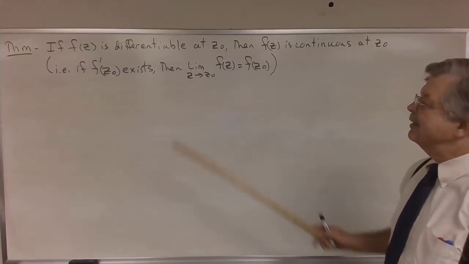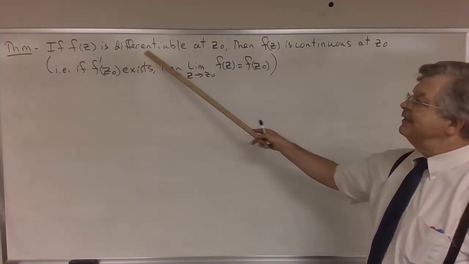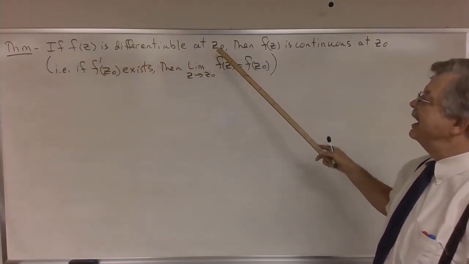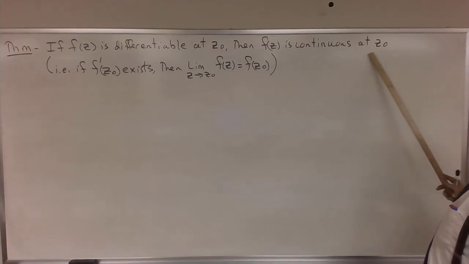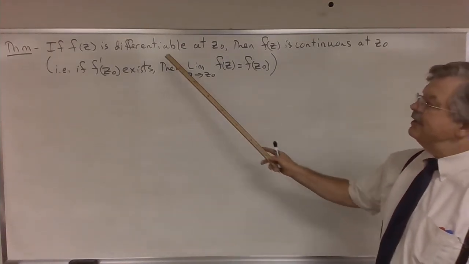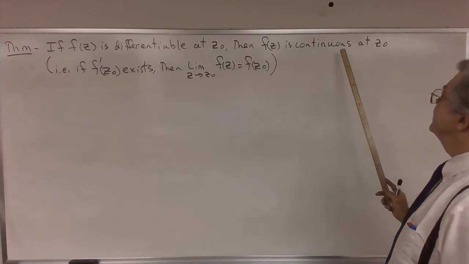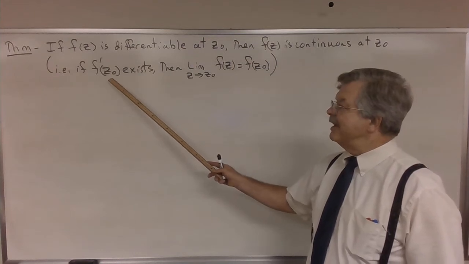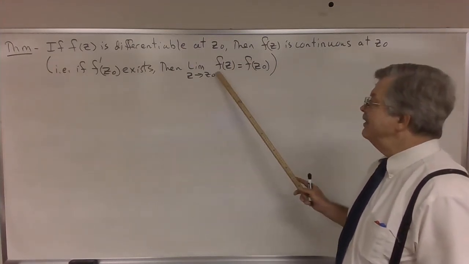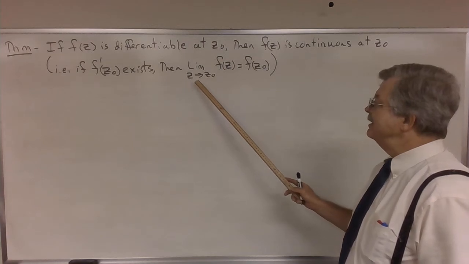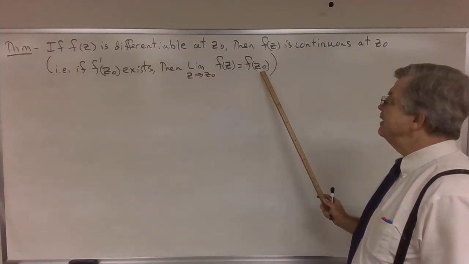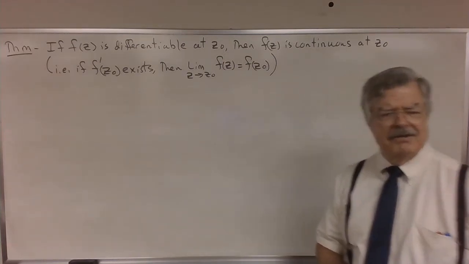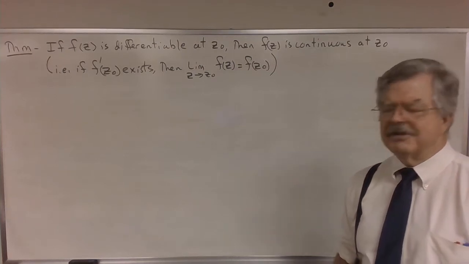Here's our classic theorem. If f of z is differentiable at z naught, then f of z is continuous at z naught. So differentiability implies continuity. Now another way of saying this is that if f prime of z naught exists, then the limit of f of z as z goes to z naught is equal to f of z naught. And this is not difficult to prove, believe it or not, so let's do it.